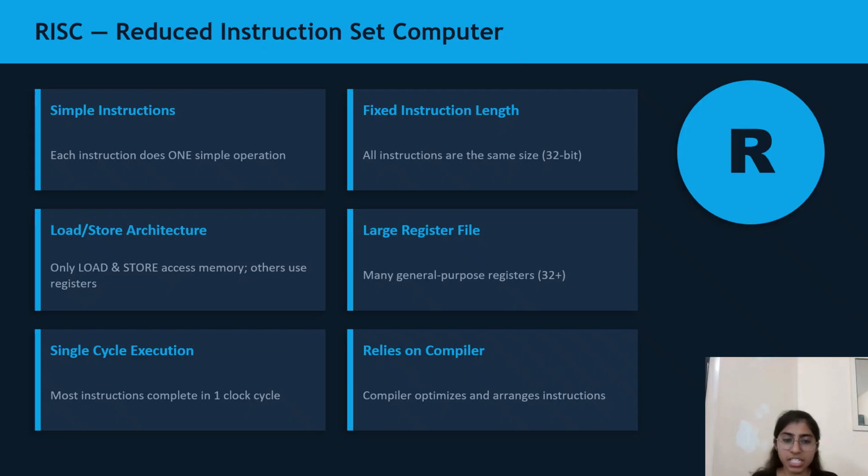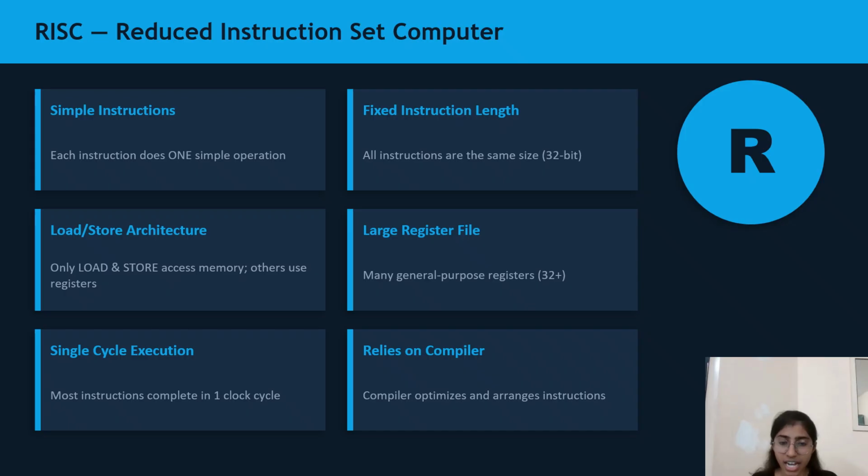First, simple instructions. Each instruction performs only a single basic task. For example, just add two numbers or move a value. Second, fixed instruction length. All instructions are exactly 32 bits long. This makes decoding very fast and easy. Third, load/store architecture. This is very important. In RISC, only two special instructions, load and store, are allowed to access the memory. All other operations must work on registers only.